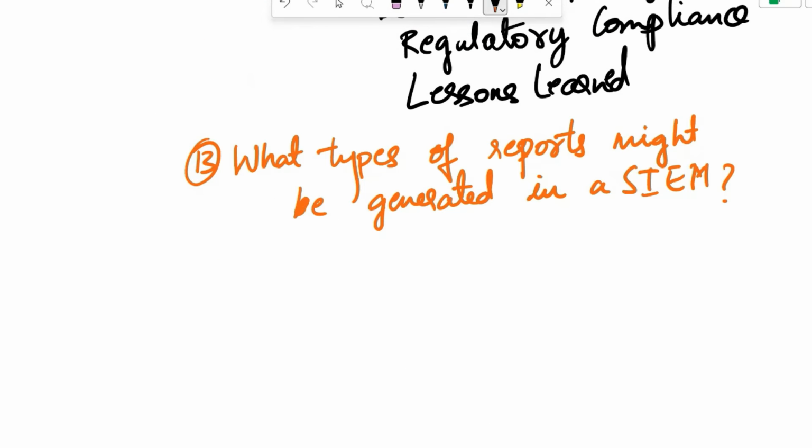What types of reports might be generated in a SIEM? SIEM systems generate various types of reports to provide insights, summaries, and detailed information about the security events, incidents, and activities within an organization's IT environment. These reports are essential for monitoring, analysis, compliance, incident response, and decision making. Let's see some types of reports that might be generated by a SIEM.